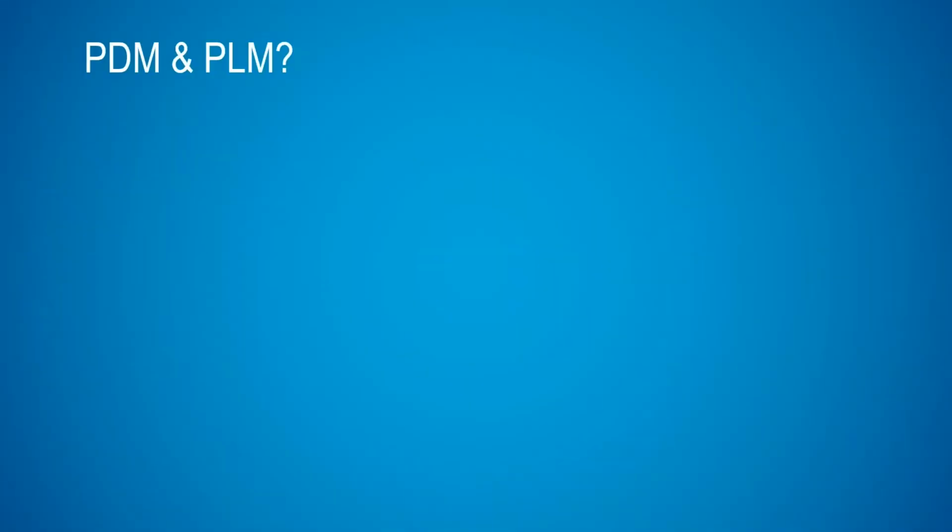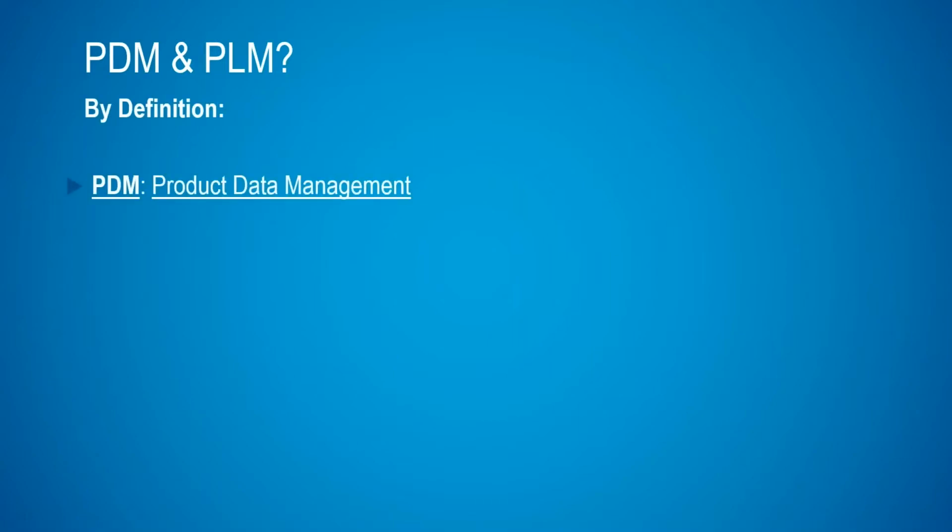So I want to start with a few concepts: PDM and PLM. So you hear those two acronyms thrown around. By definition, PDM is product data management. So it's very engineering centric. Everything's centered pretty much around the engineering product development, and it's document centric. So in a PDM system, the document is where you store all of the information that's going to be available within a PDM system.